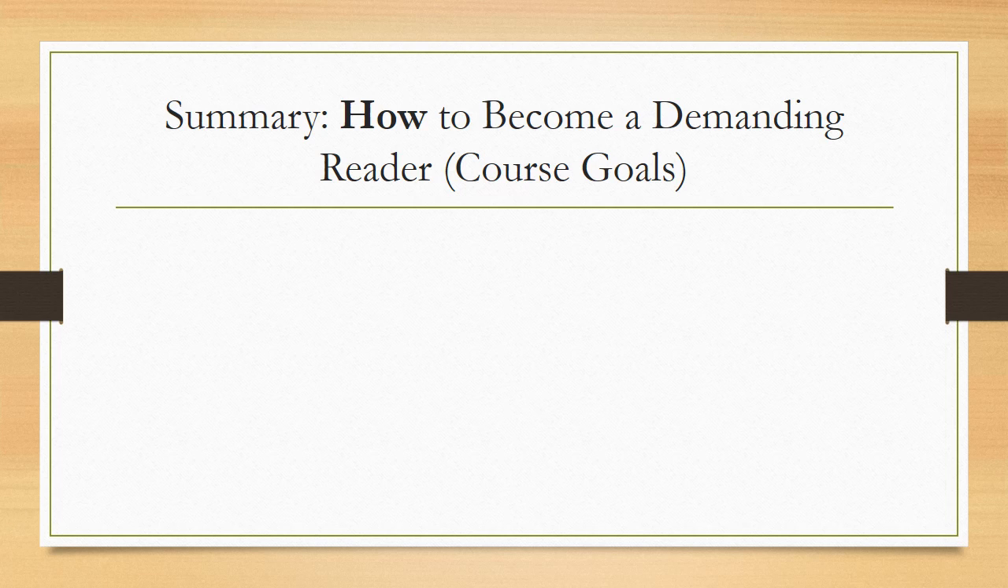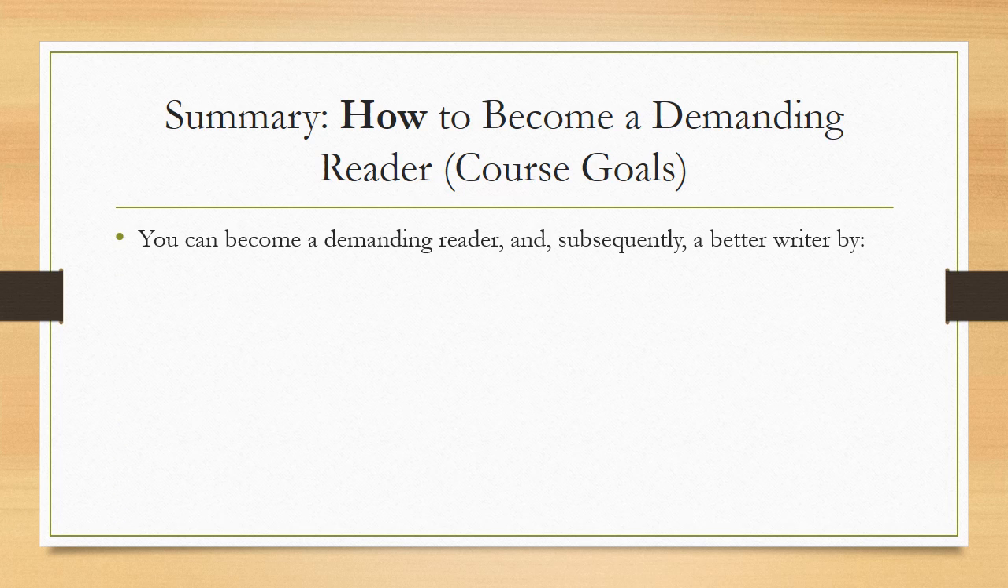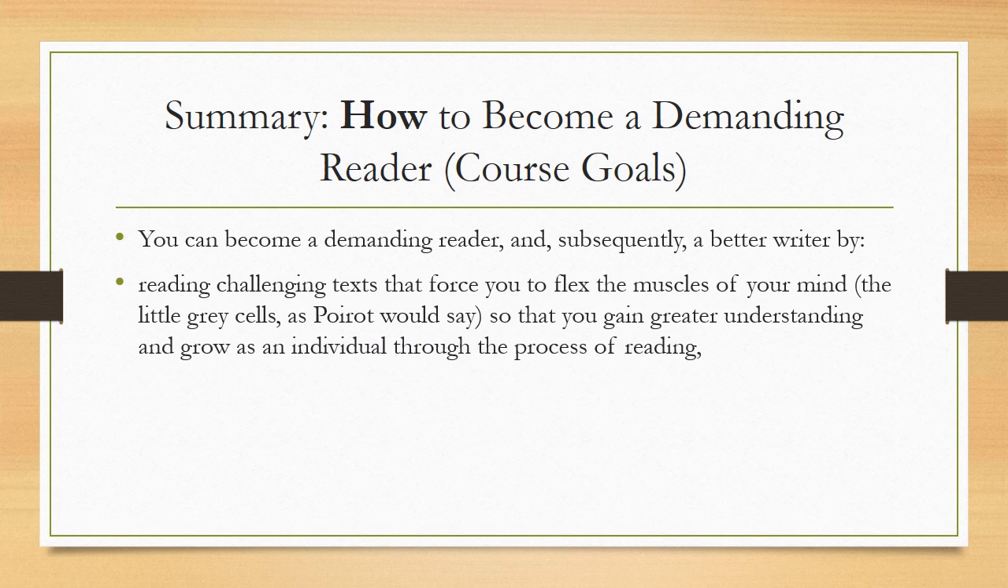So how do we go about becoming a demanding reader? This ties into our goals for the course, which are also in the syllabus. You can become a demanding reader, and subsequently, because of that cycle, a better writer by reading challenging texts that force you to flex the muscles of your mind. Hercule Poirot, our detective we're about to study, calls the brain cells the little gray cells. So you can really flex those muscles so that you gain greater understanding. Remember, reading for understanding, and grow as an individual through the process of reading. Become a wiser, more informed, perhaps better person.